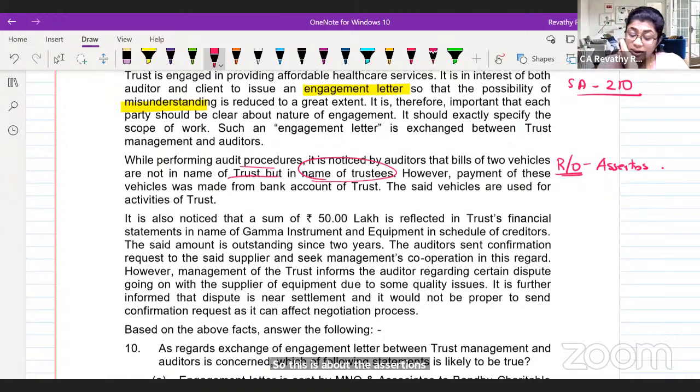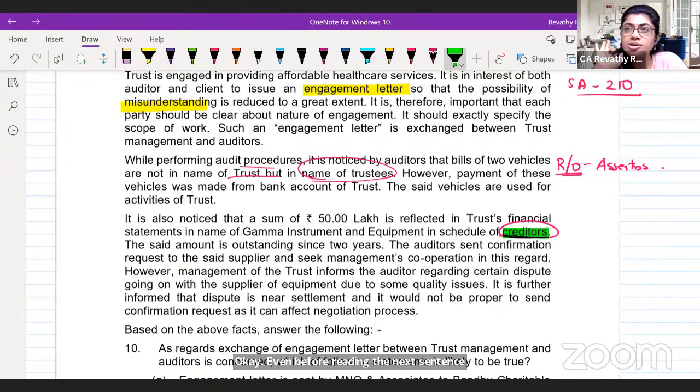Okay. It was also noticed that the sum of 50 lakhs reflected in the trust FS is in the name of Gamma Instrument Equipment in the Schedule of Creditors. 50 lakh. Okay, creditors. What does it mean? When you hear about debtors or creditors in the exam hall, even before reading the next sentence, the first procedure is to obtain a confirmation. Always this should reflect in your mind.